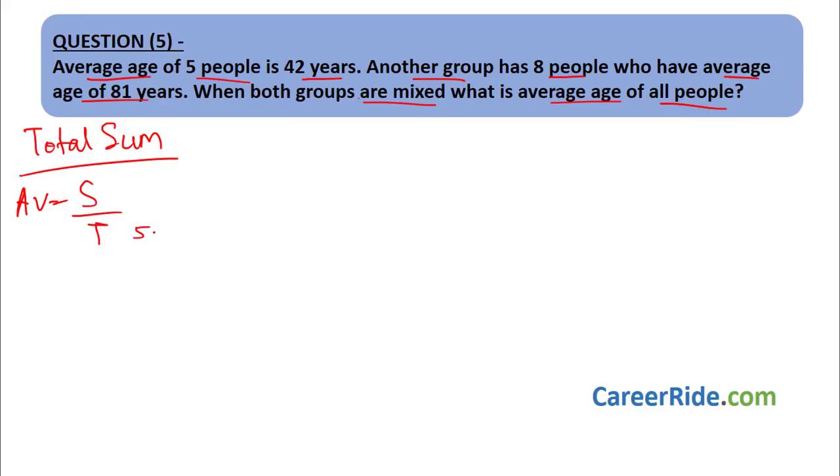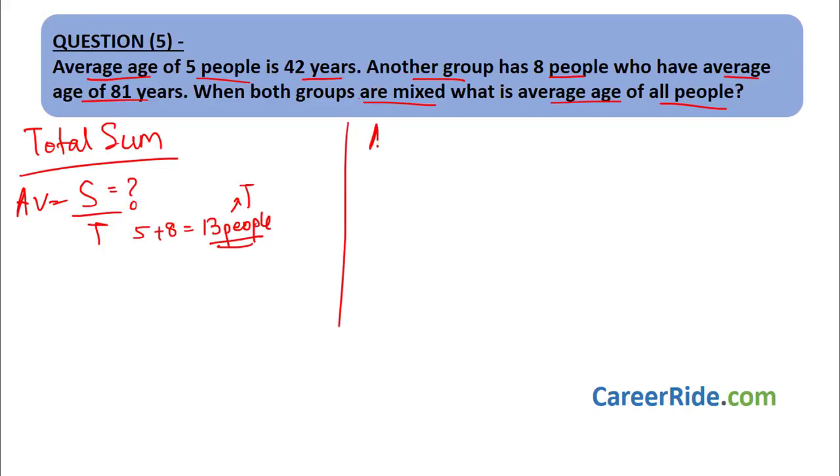First group had 5 people, second group has 8 people. So total number of people is 13. This is nothing but T. We have the value of T. Do we have the value of the sum of the ages of all the 13 people? No. So let's see what exactly we have.